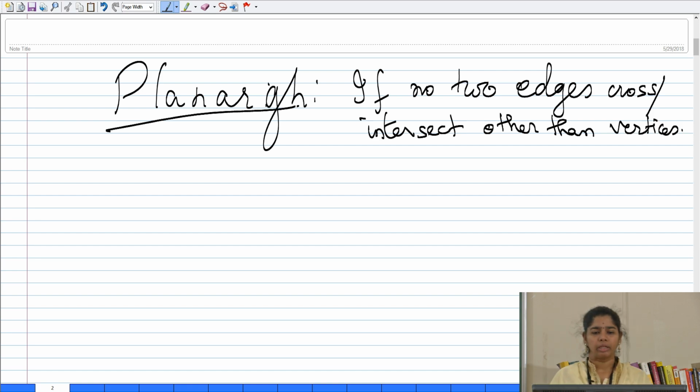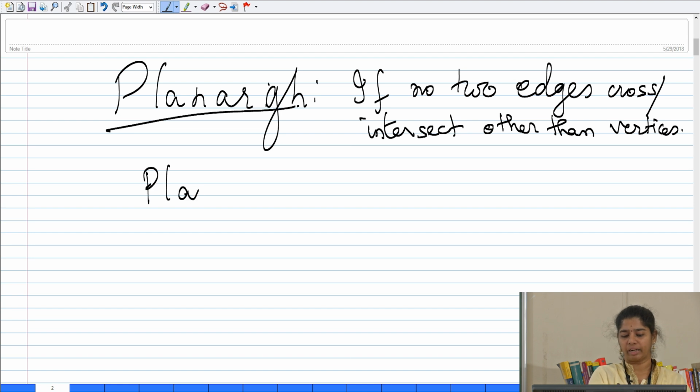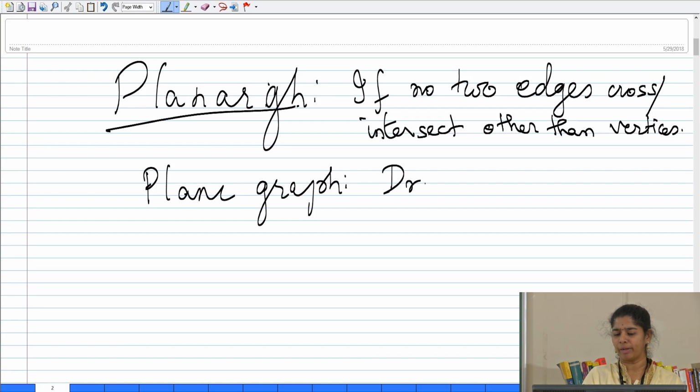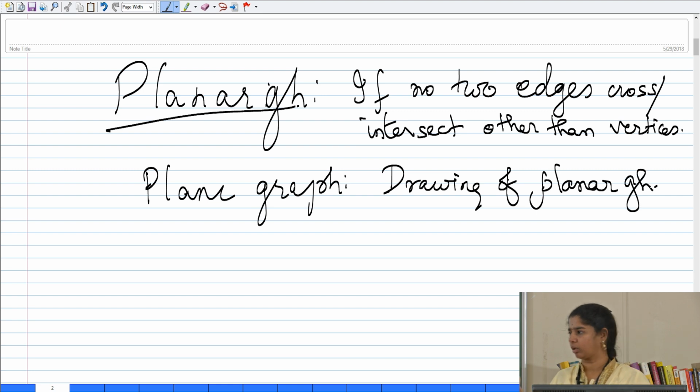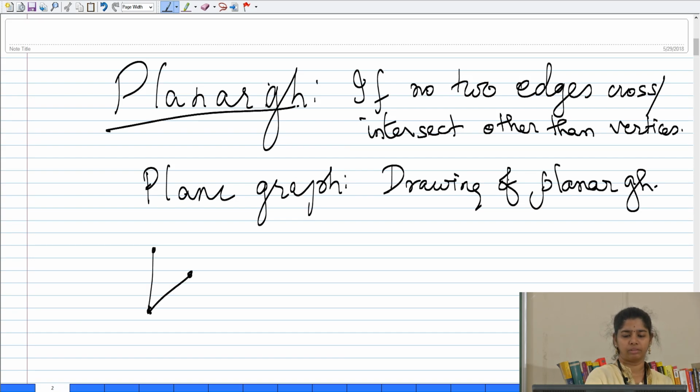A graph is also said to be a plane graph if the drawing itself shows us, by structure, that there are no two edges crossing. If that is the case, then we say that the graph is a plane graph. It is simply a drawing of a planar graph such that no two edges cross. So, say for example, suppose I give you this graph.